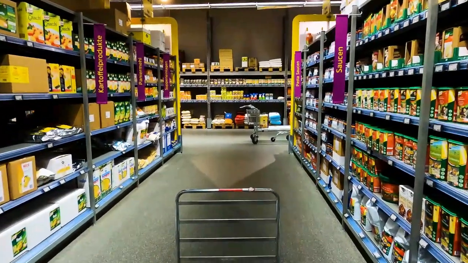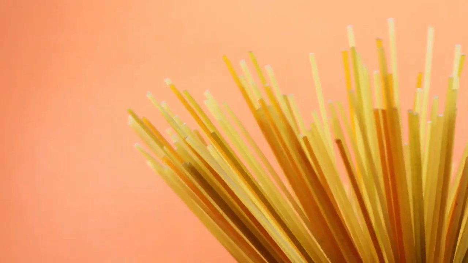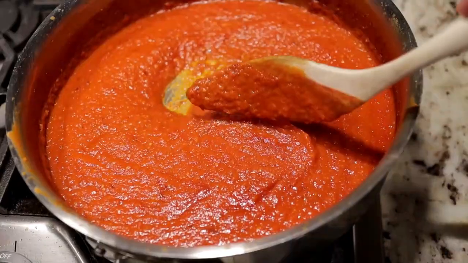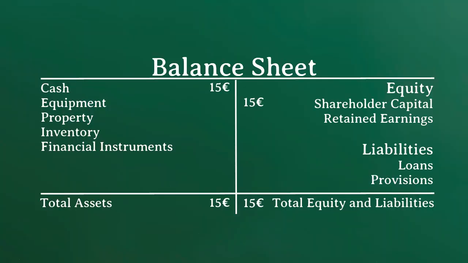Next, imagine you go to the grocery store and buy spaghetti and tomato sauce for in total 10 euros. So the cash you have decreases by 10 euros, but the amount of inventories increases by 10 euros. So the left-hand side and the right-hand side are still in balance because we had only a swap on the left-hand side, that means an asset swap. The sum in total is still the same.